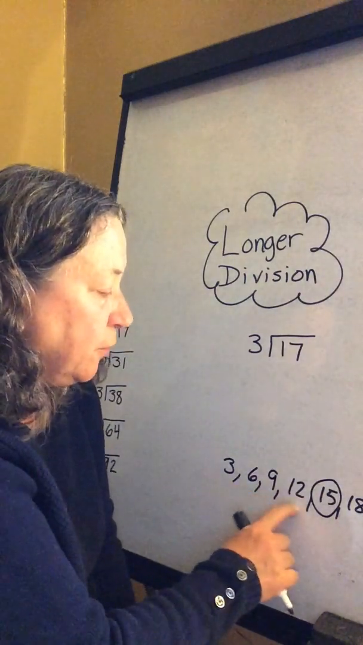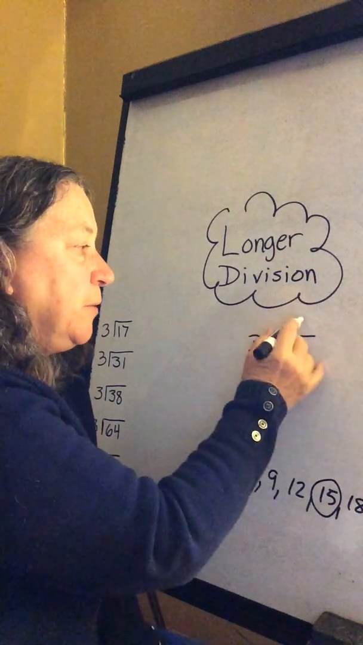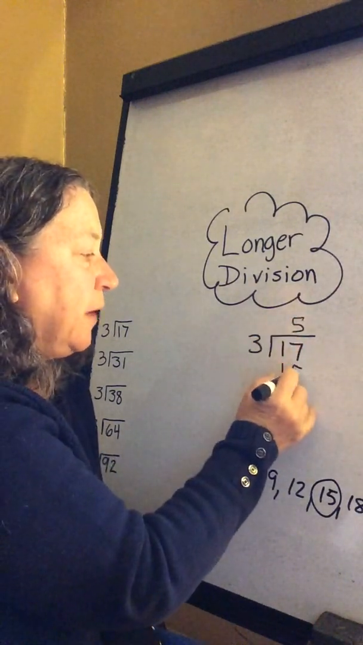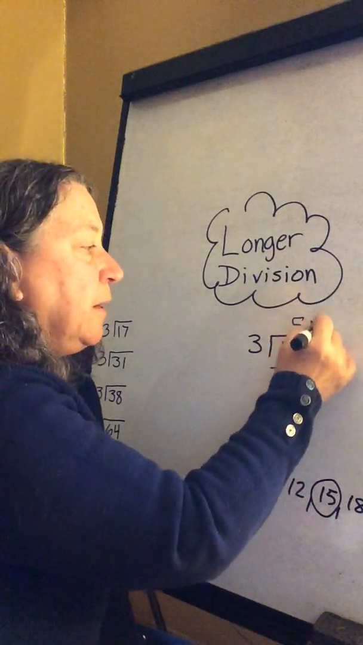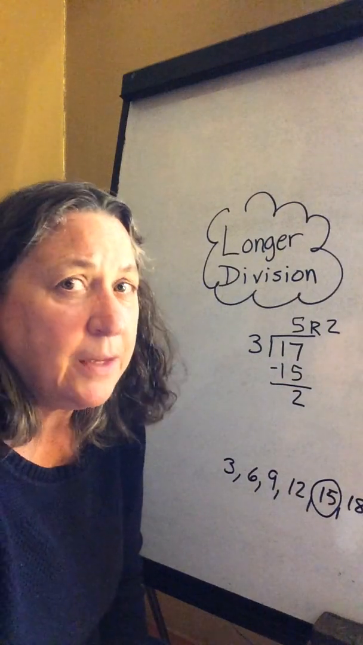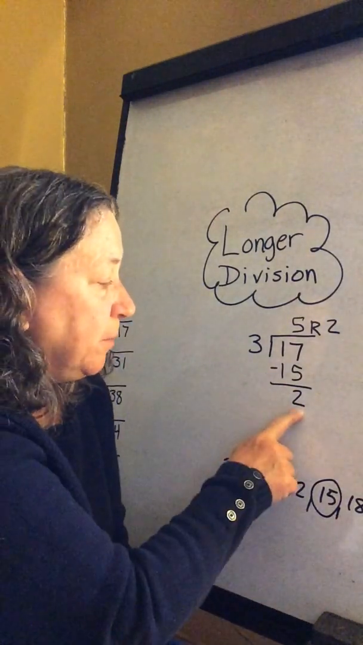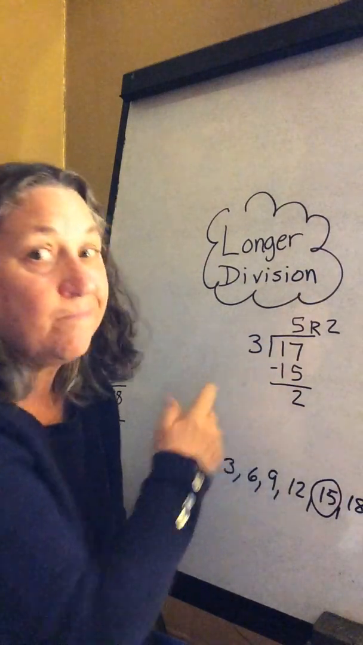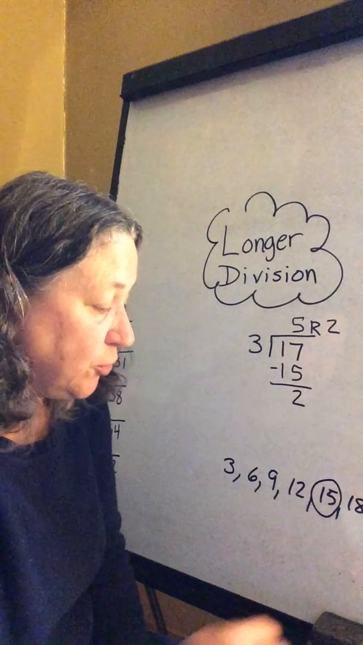1, 2, 3, 4, 5. 3 times 5 is 15. I bet you remember this. 3 times 5 is 15. And when you subtract, you have a remainder of 2. So that's the kind that we were doing last week. So now the question is, what would happen if this number was bigger than that number? That means that we could find a way to make more groups. So let's try it.